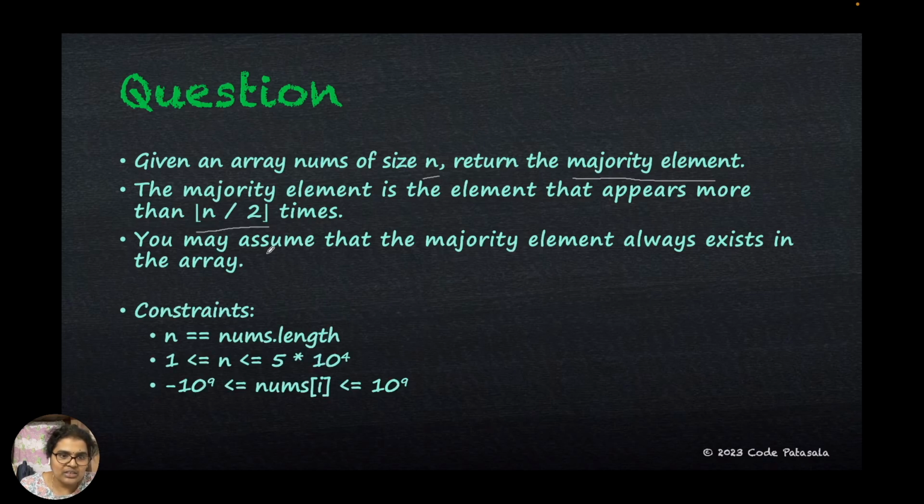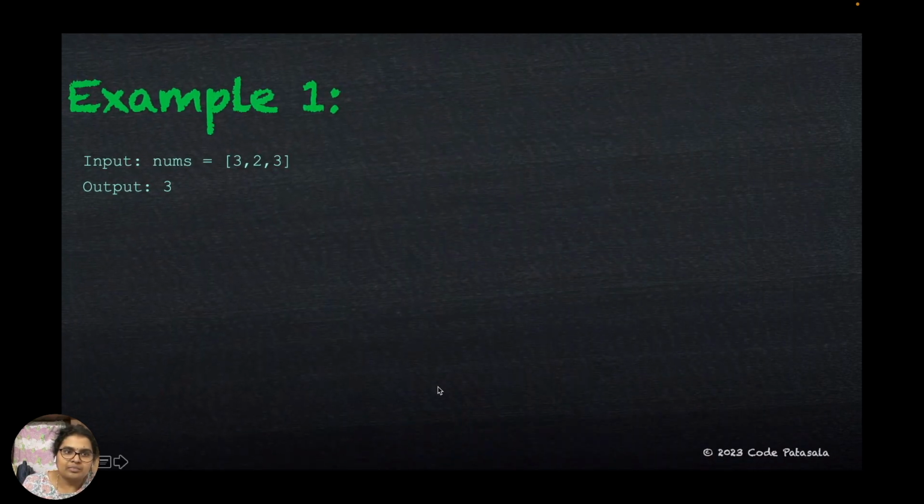There are a few constraints that are given, nothing significant. It's just that the numbers are in the range of an integer only. Okay, let's look at a few examples.